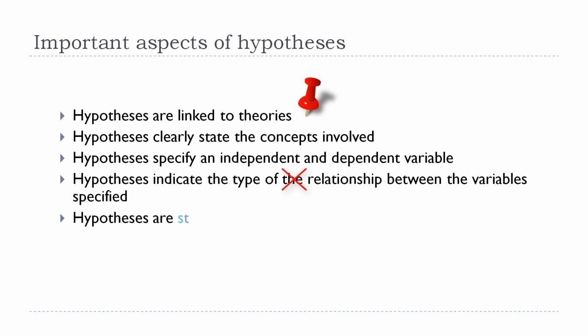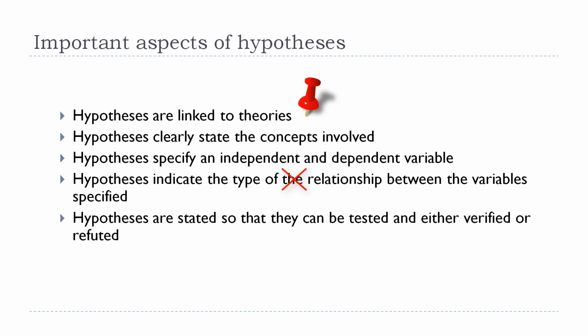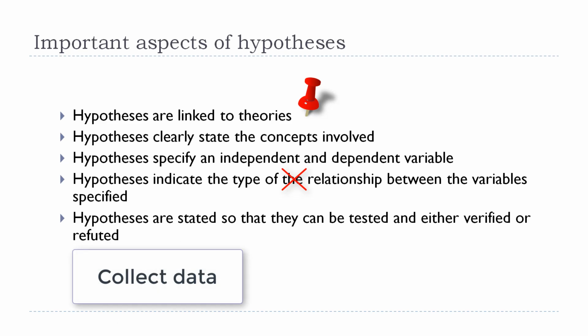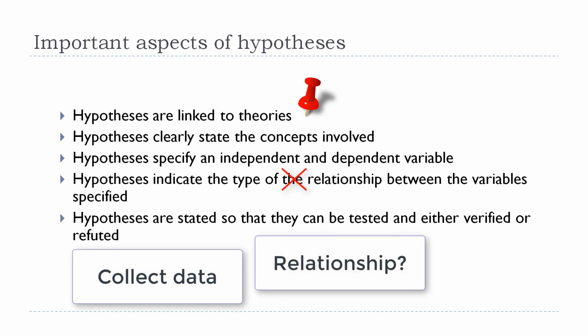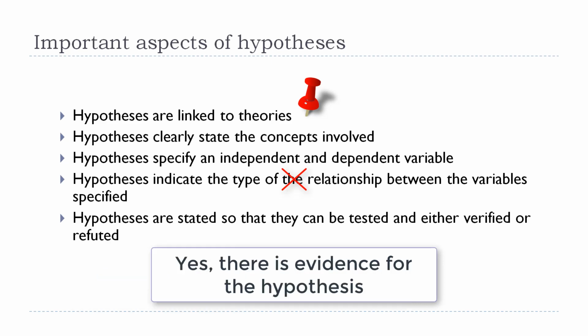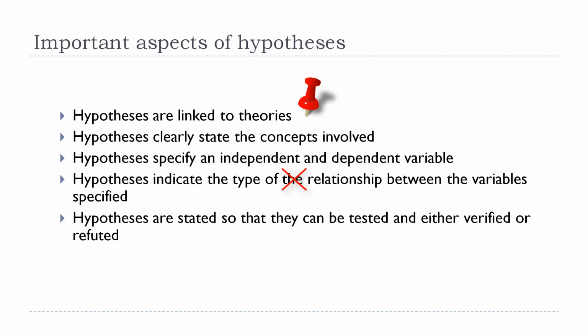Number 5. Hypotheses are stated so that they can be tested and either verified or refuted. That's the part about the testable statement. All this means is that when we have a hypothesis, we know it's a hypothesis because we can test it. We can collect data and see if there's a relationship between child abuse and substance abuse. So there's a way to say, yes, this hypothesis seems true, or no, this hypothesis doesn't seem true. If we can't test that statement, then it's not a hypothesis.